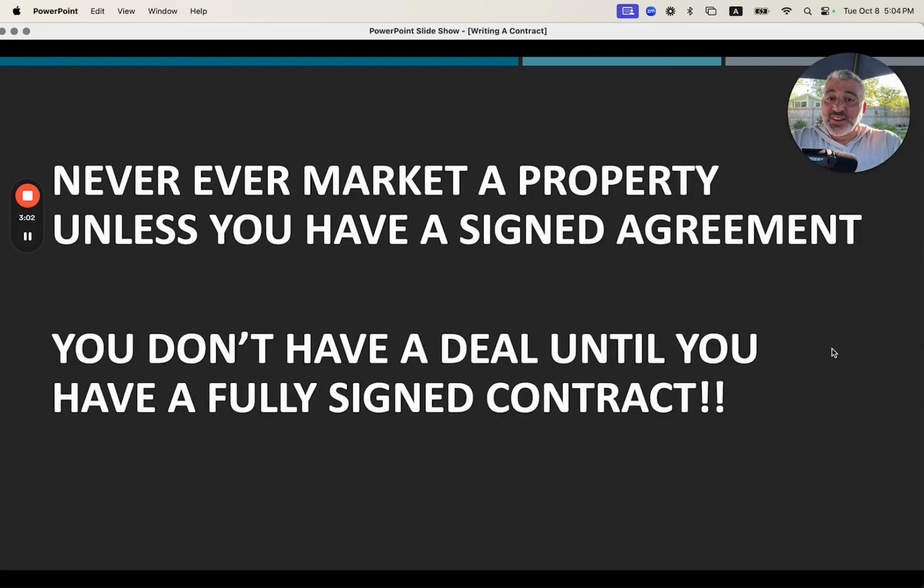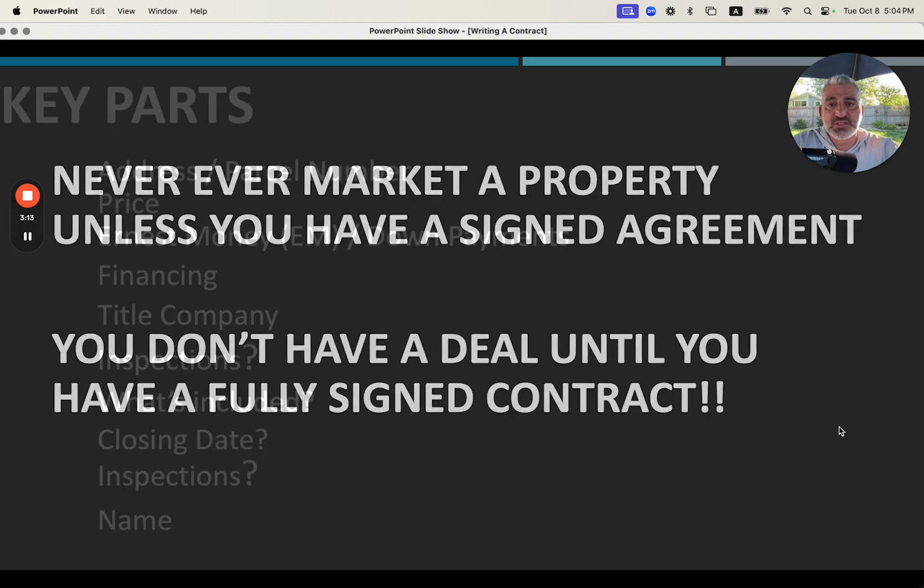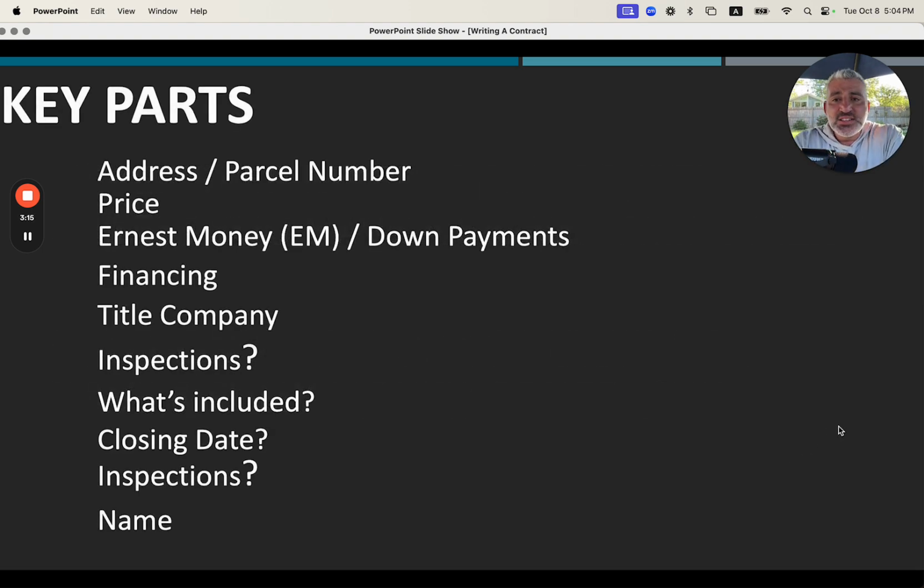All right. Again, it's very important. Never, ever market a property unless you have a fully signed agreement. You don't have a deal until you have a fully signed contract. I cannot make that clear enough. These are the key components of every piece of paperwork, every single contract. If you have to screenshot this and check it off as you go to make sure whatever you're signing or working on has these, do that. But please make sure you include all of this.